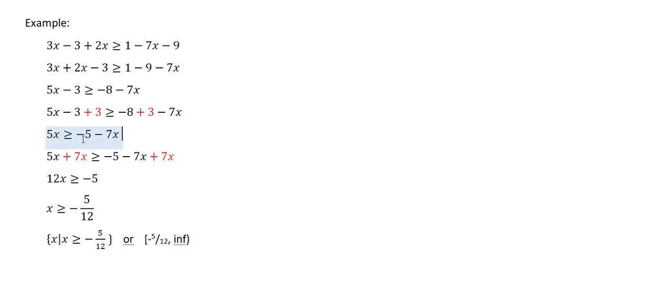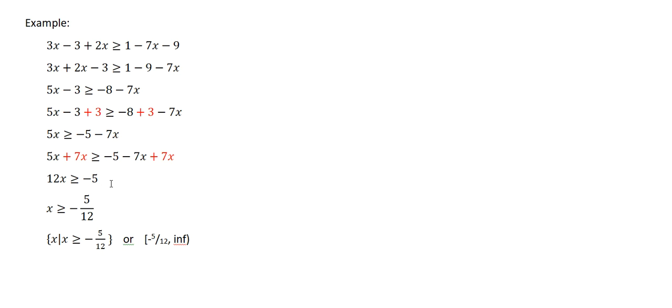And then we can move all of the terms involving x over to the other side by adding 7x to both sides. So 5x plus 7x is greater than or equal to minus 5 minus 7x plus 7x. Again, that goes away. And we end up with 12x is greater than or equal to minus 5.